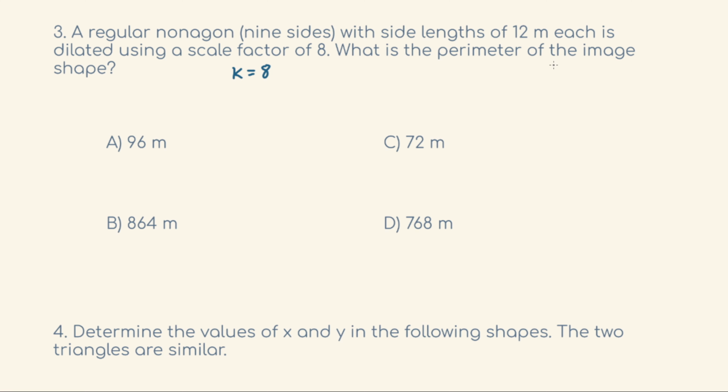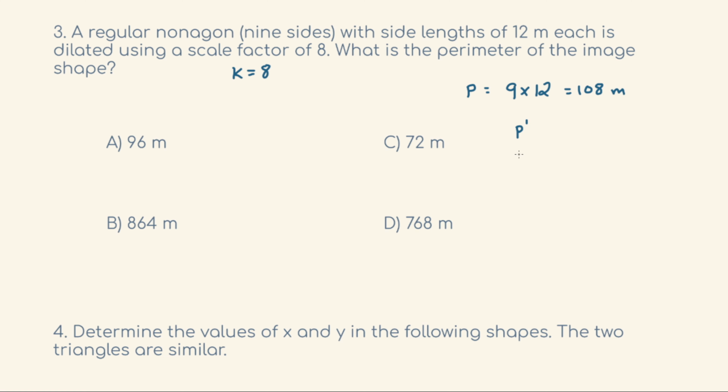So let's find the perimeter of the original shape. We've got 9 sides, each of them 12 meters, right? So 9 times 12, that's just going to come out to 108 meters. So that's the perimeter of the original.